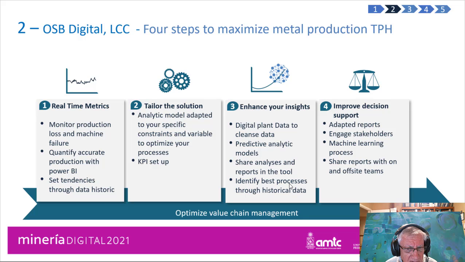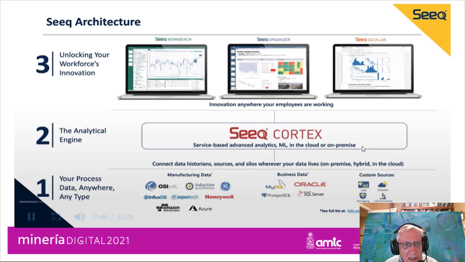And here we identify the best process conditions through the analysis of the historical data. And as such, we get better reports, we engage stakeholders, we are using machine learning processes, and we share this report with people locally and also people that are helping to optimize the value, change management. We do that by connecting to the historians.